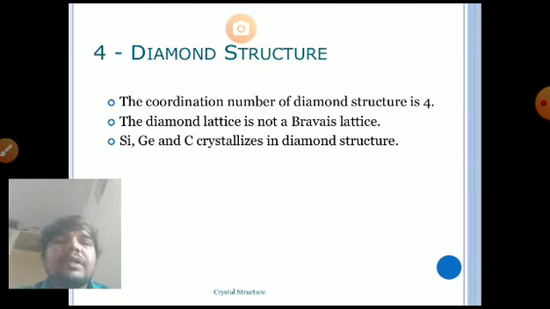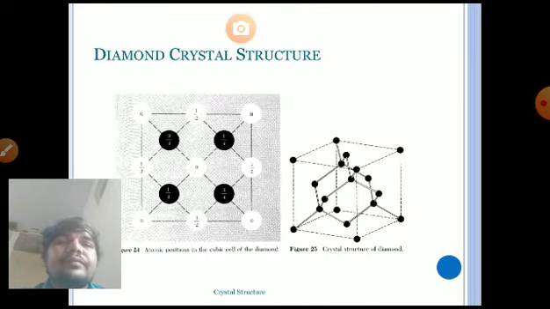Next one is the diamond structure. The coordination number of the diamond structure is 4. The diamond lattice is not a Bravais lattice. Silicon and germanium crystallize in the diamond structure. Diamond crystal structure.